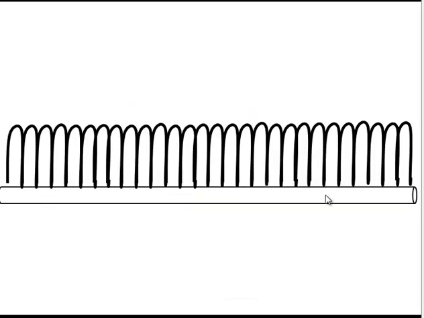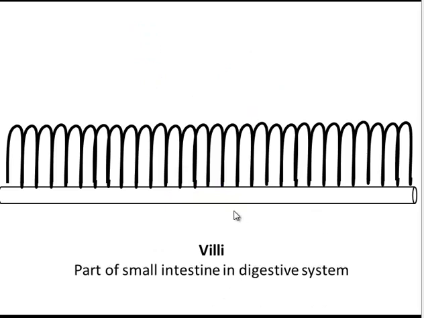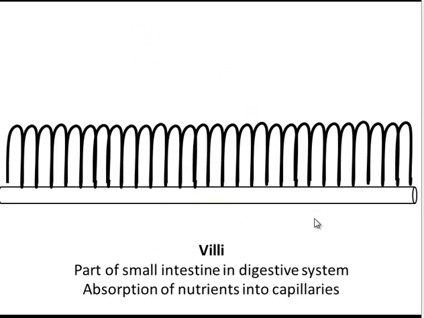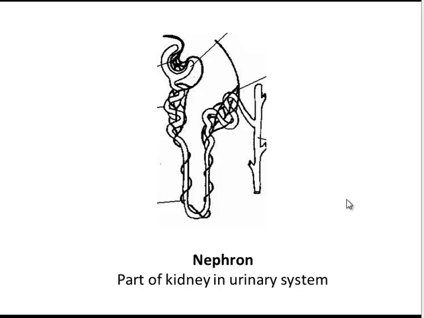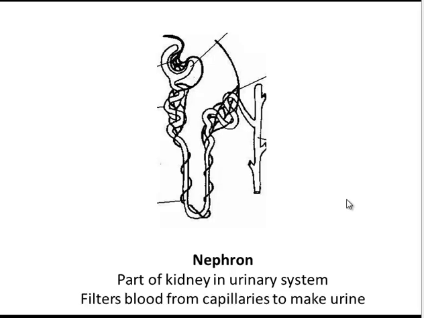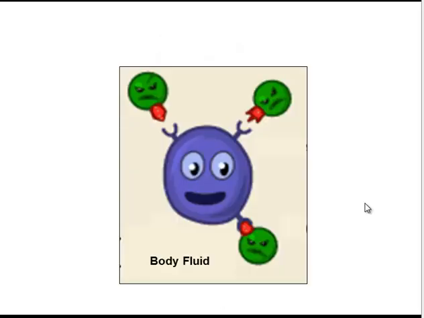These finger-like structures are found in your small intestine, in your digestive system, and this is where nutrients are absorbed into capillaries so that then blood can take the nutrients to your cells. This tubular structure is found in your kidney. This is the nephron. You've got 1 million of these in your kidney, and they are filtering the blood to make urine.